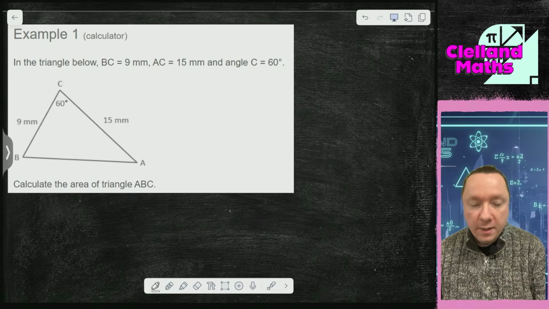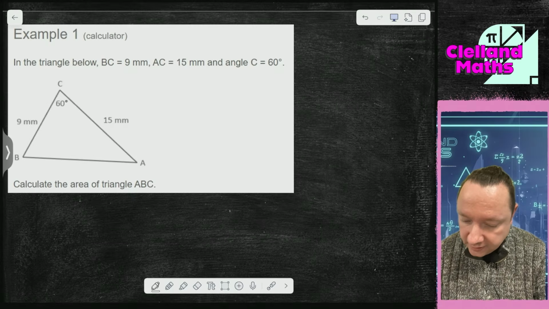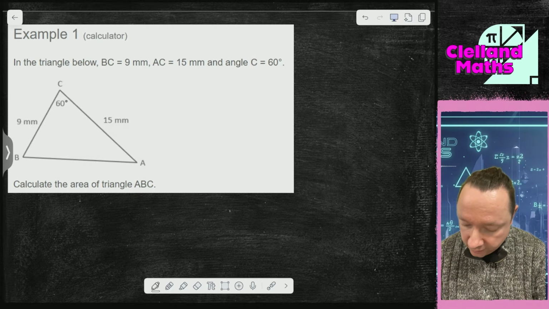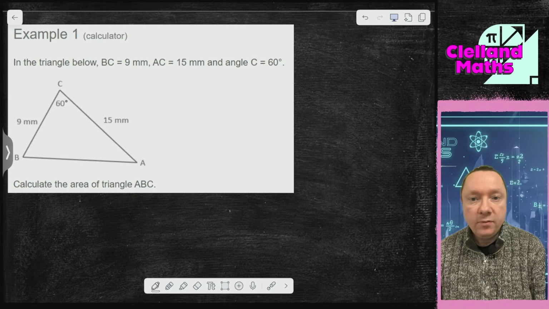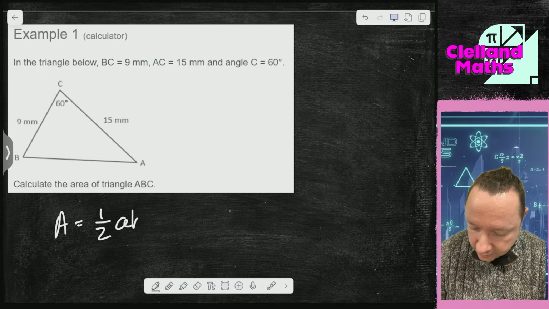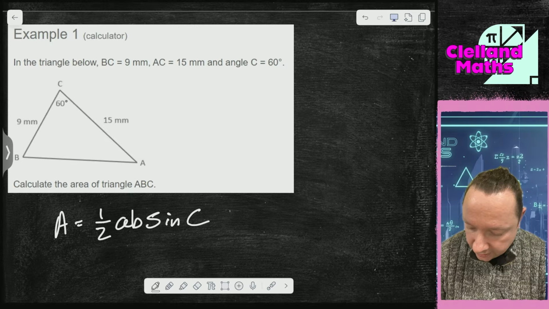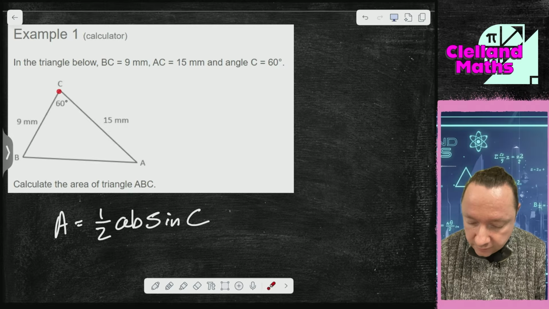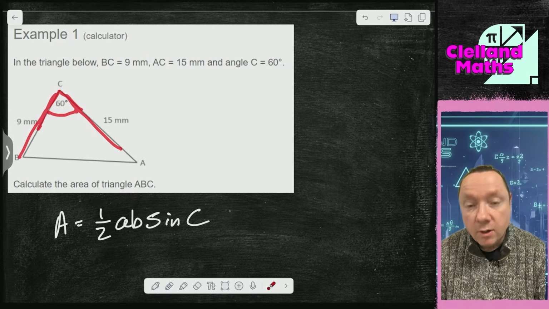Okay, example 1. In the triangle below, BC is 9, AC is 15 and angle C is 60. Calculate the area. The start of the exam paper tells you the area of a triangle: area is a half AB sine C. Now you just need to identify A, B and C, but don't worry about the letters here. For this question it does work out, but really it's the two sides with the angle in between. The two sides get multiplied, and you use the angle in between.